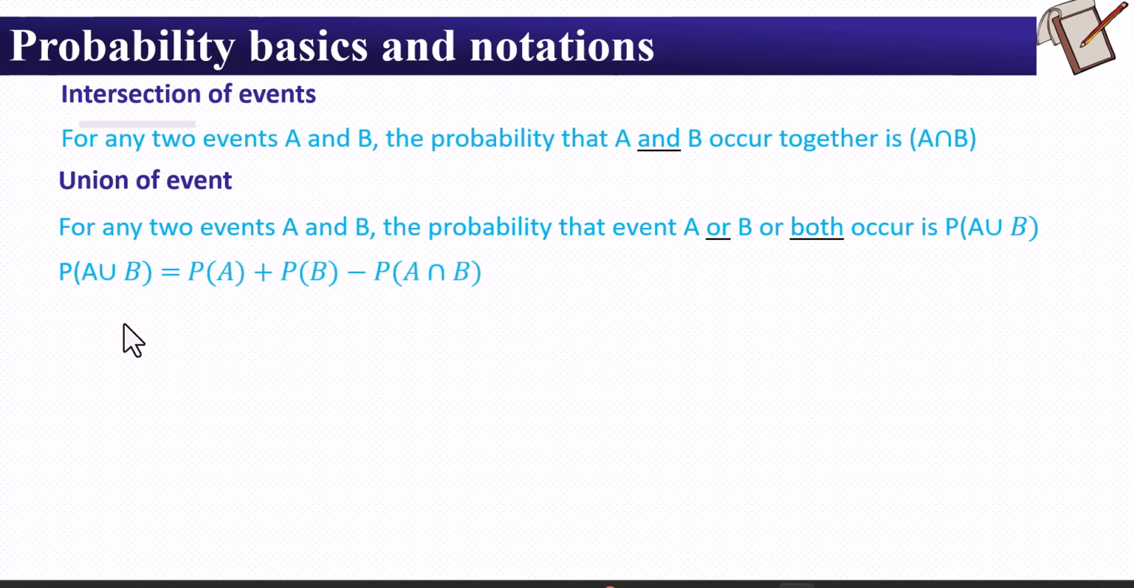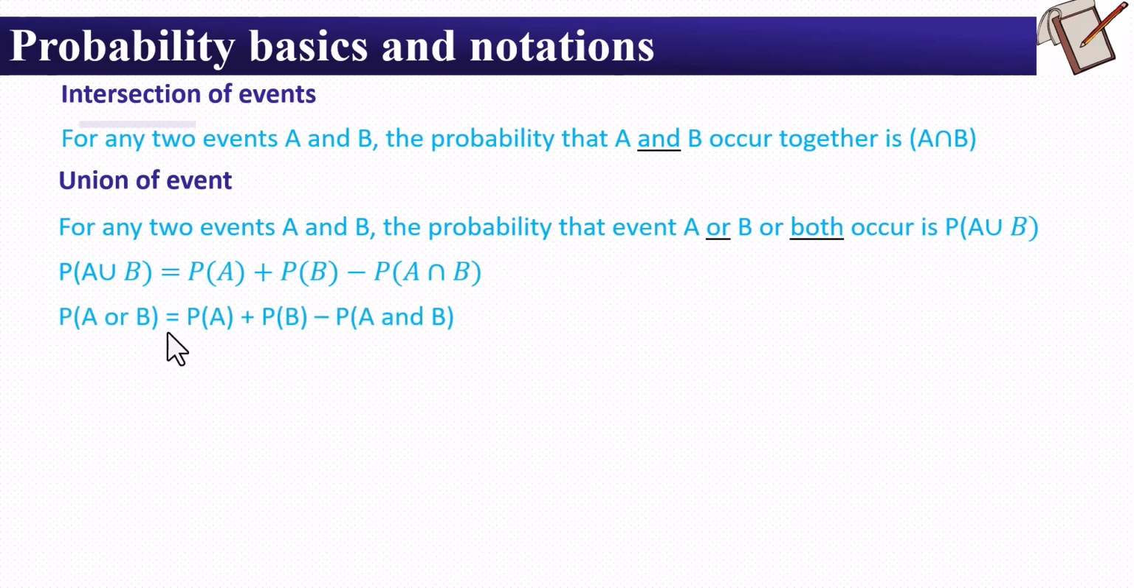And P of A union B will always equal probability of A plus probability of B minus probability of A intersection B. Probability of A or B will be given by probability of A plus probability of B minus probability of A and B.